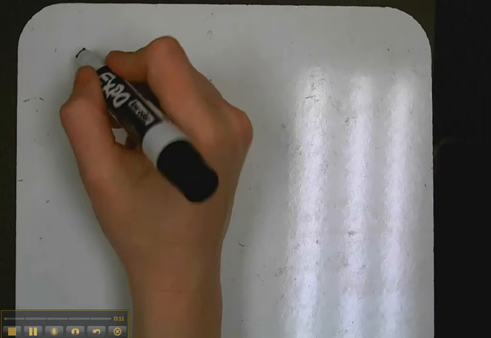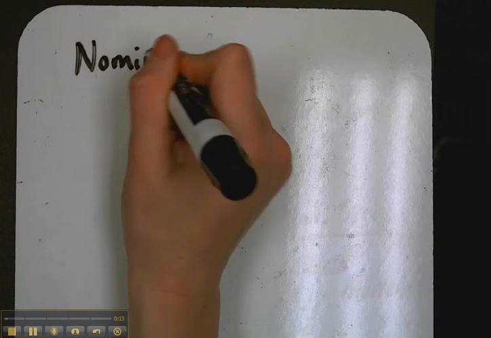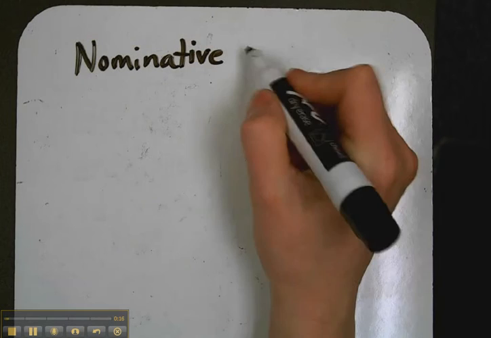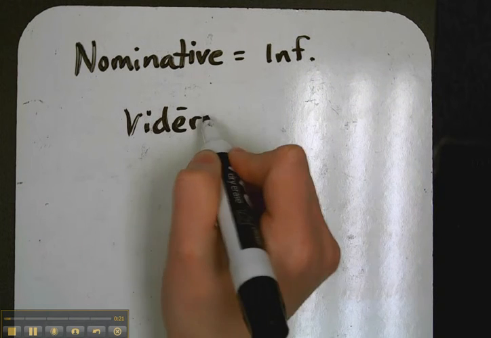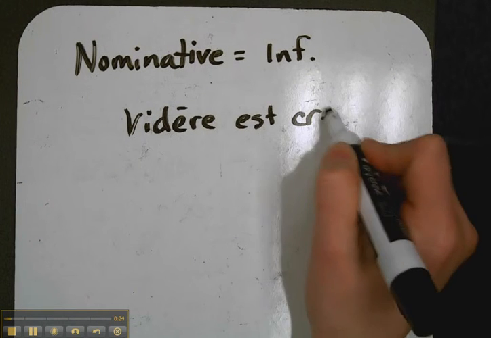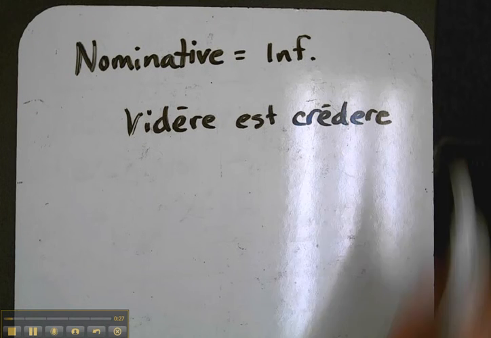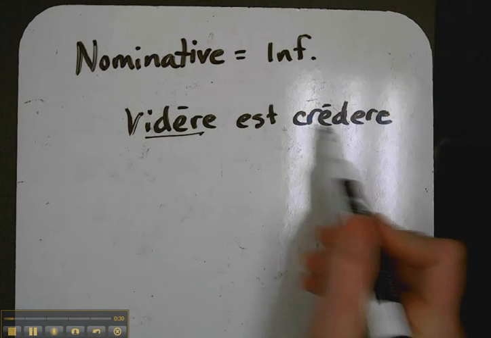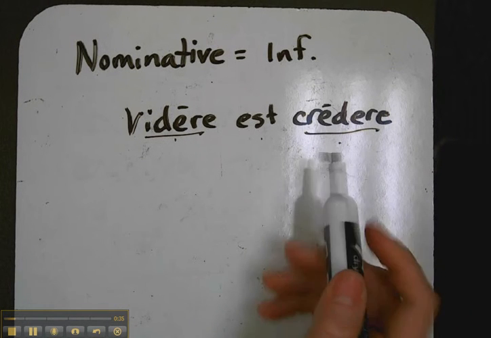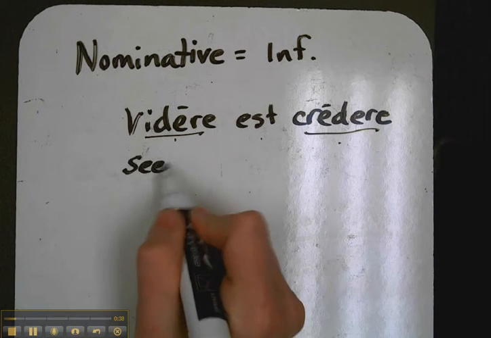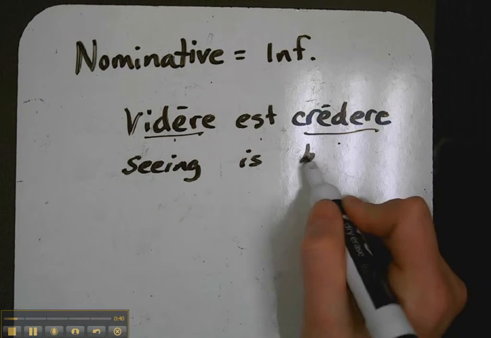All right, on section 2, page 128 to 129, it's discussing the uses of the gerund. So we're going to start with the nominative. Now, remember the nominative, there is no gerund form. It uses an infinitive. So what you might see is something like videre est credere. Okay, so the infinitives are videre and credere, which literally means to see is to believe. But if you want to put it in gerund form, you can make it seeing is believing.